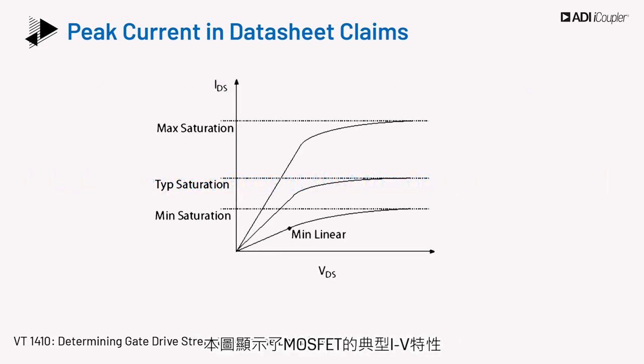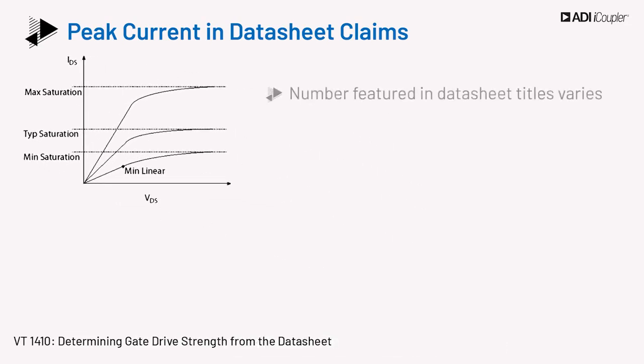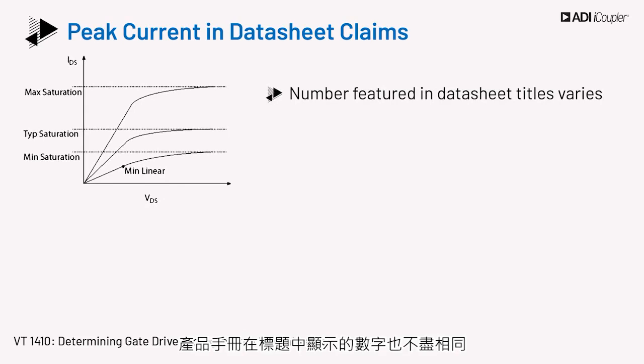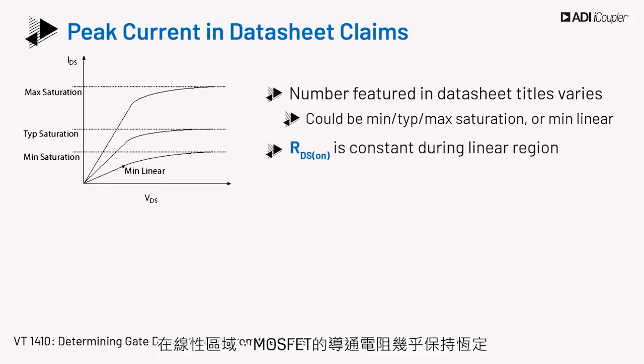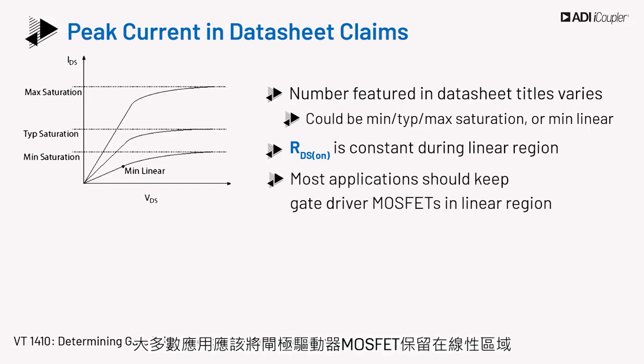This image shows the typical IV characteristics of the MOSFET. Different curves show the variation of the IV characteristics across different processes and temperature. The number featured in a datasheet's title also varies and could be the min, typical, or max saturation current that a part can deliver. It does not necessarily imply that the part delivers the rated current as a minimum current in the linear mode of operation. RDS(on) of the MOSFET is almost constant while in the linear region. Most applications should keep gate driver MOSFETs in the linear region.